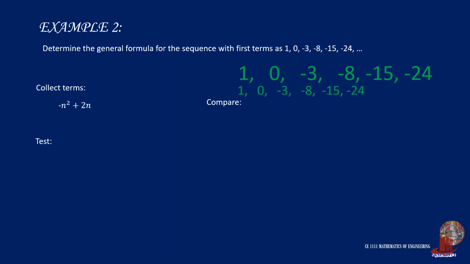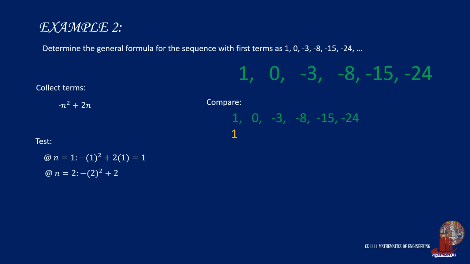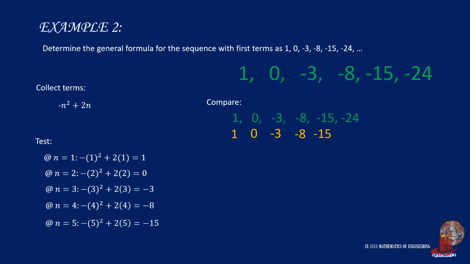Again, iterate the expression from n equal to 1 to get 1. At n equal to 2, the expression turns as negative of 2 squared plus 2 times 2, and that is 0. With n equal to 3, the expression is negative 3. At n equal to 4, we get negative 8. And also at n equal to 5, the expression becomes negative 15. Lastly, if n is equal to 6, the expression is negative 24.